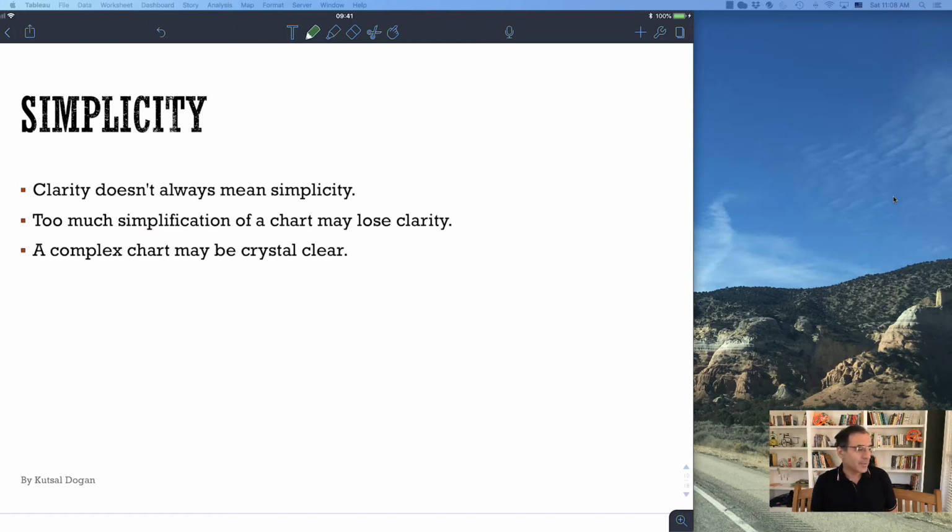So we're going to have an example of that as well, okay? So clarity doesn't mean simplicity. Sometimes a very complex chart may be very clear, just like the one I just showed you, okay? And sometimes too much simplification may lose clarity, okay? A complex chart may be more crystal clear than a simpler chart.